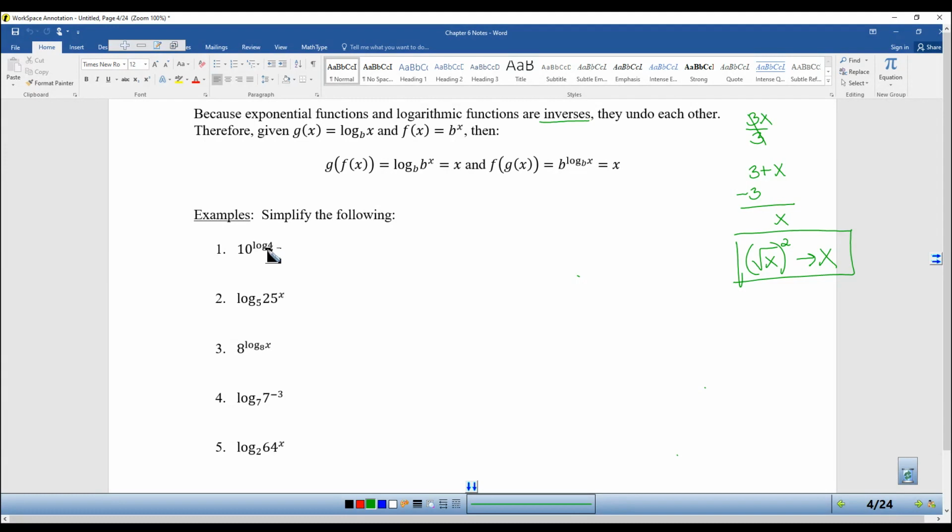So this one, you can't really see that base. Do you remember, if you can't see it, that it's a 10? So I have an exponent with a base 10 to the log with a base 10. That cancels each other out, and I just get 4.